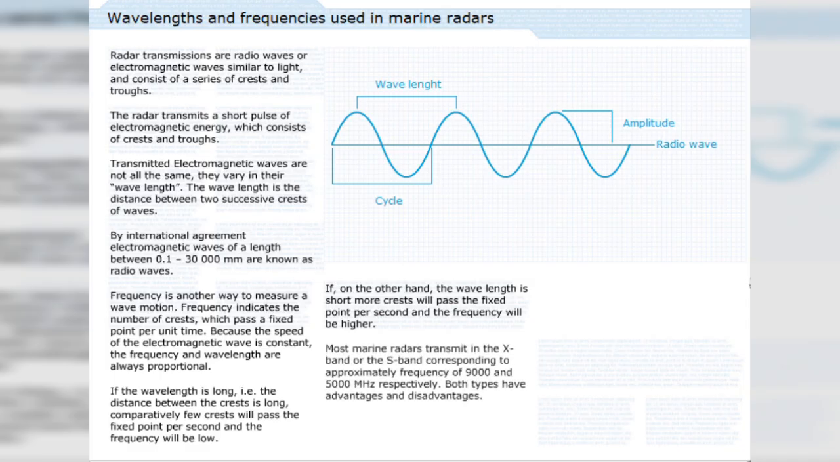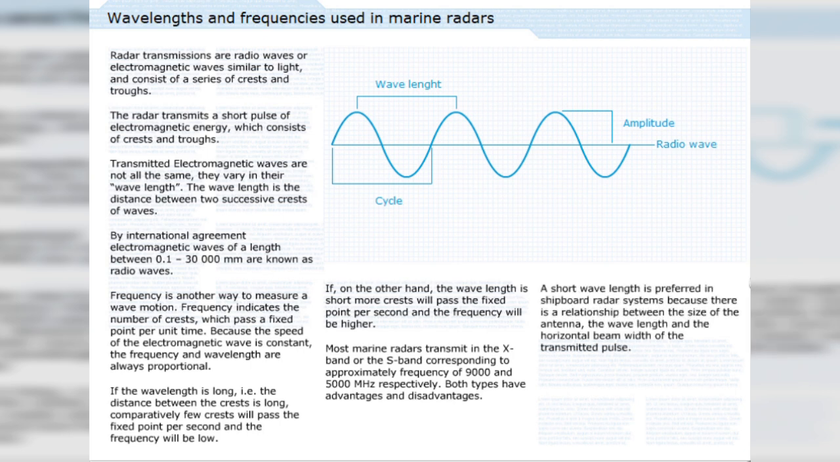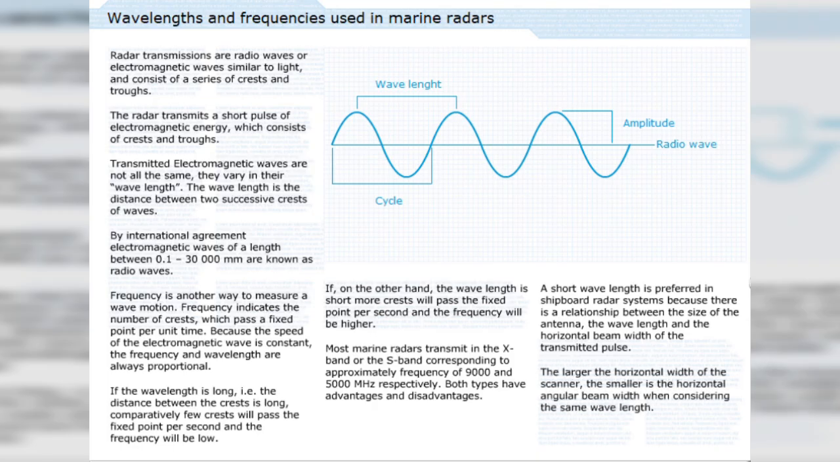Most marine radars transmit in the X-band or the S-band, corresponding to approximately frequency of 9,000 and 5,000 megahertz respectively. Both types have advantages and disadvantages. A short wavelength is preferred in shipboard radar systems because there is a relationship between the size of the antenna, the wavelength, and the horizontal beam width of the transmitted pulse. The larger the horizontal width of the scanner, the smaller is the horizontal angular beam width when considering the same wavelength.